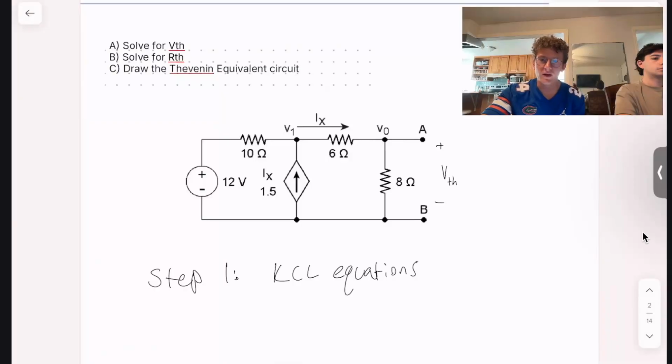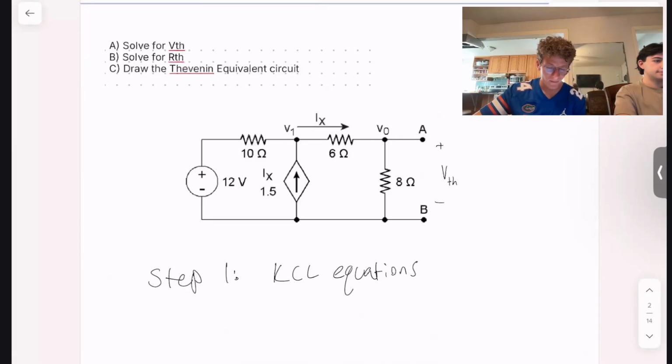Moving on to question number 2. Here's a Thevenin equivalent circuit question. I wanted to give you guys one with a dependent source because I know that they can be tricky sometimes. Don't be scared. It's not as scary as it seems if you know what you're doing.